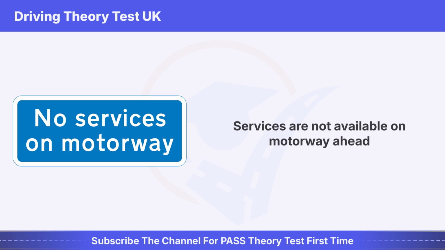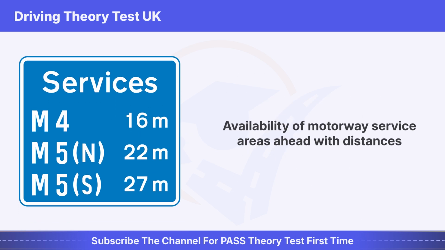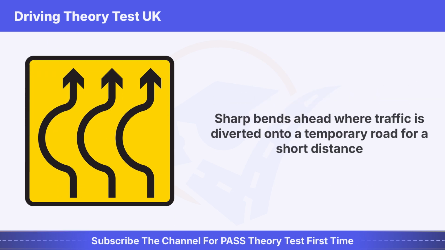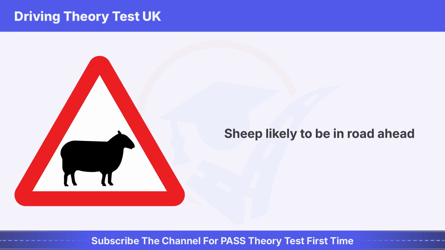Services are not available on motorway ahead. Availability of motorway service areas ahead with distances. Bend ahead to the left. Sharp bends ahead where traffic is diverted onto a temporary road for a short distance. Sheep likely to be in road ahead.